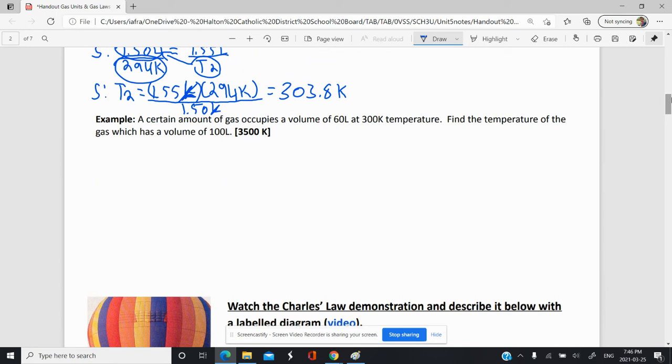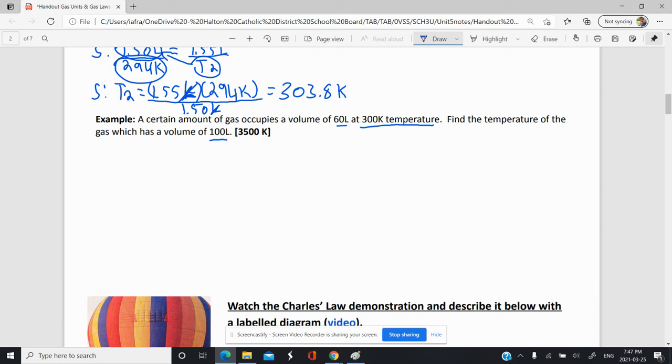We'll do one more example together to see if this is Charles's law. A certain amount of gas occupies a volume of 60 liters at 300 Kelvin. Find the temperature of the gas which has a volume of 100 liters. We're assuming the amount of gas is not changing, and that the pressure is also constant in this case as well.